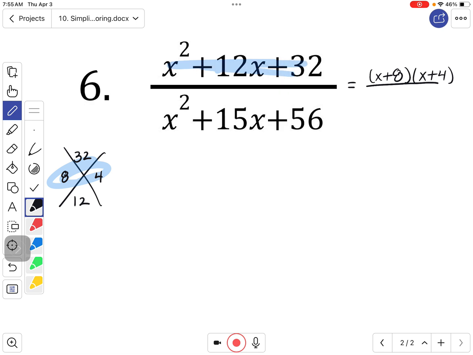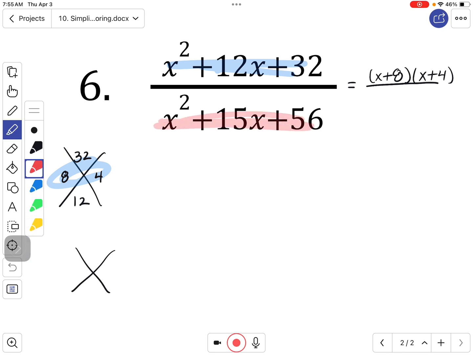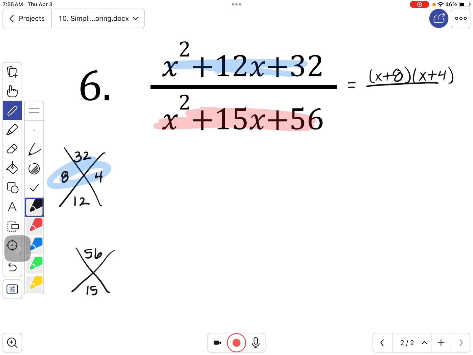And now I'm going to do the same thing with the bottom. I'm going to factor this one like this. And I got this right there. So I'm going to have 56 on the top and 15 on the bottom. Two numbers that multiply to 56 but add to 15 would be a 7 and an 8. So I'm going to say x plus 7, x plus 8. My EVs, x cannot equal, it was a positive 7, so now it's going to be a negative 7. X cannot equal, it was a positive 8, so now it's going to be a negative 8.